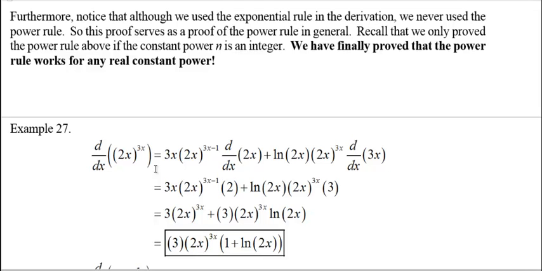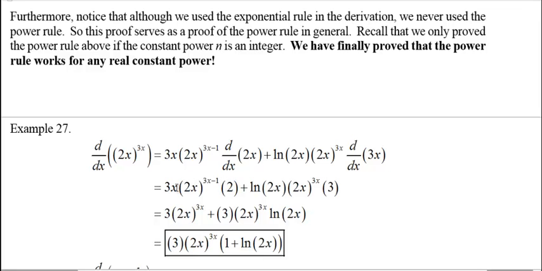So let's look at the derivative of 2x to the power 3x. Okay? So we apply it just like it's a power rule. We take the 3x in the front times 2x to the 1 less power, 3x minus 1. We kind of treat the 3x like a constant, and then you take the derivative of the variable base, which is 2.